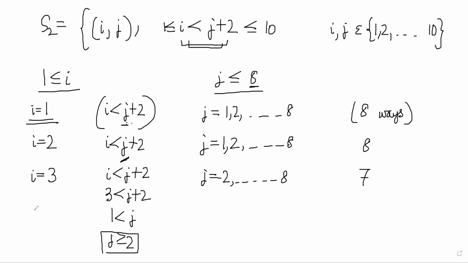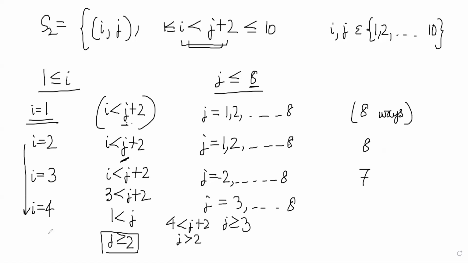And similarly, if you do i is equal to 4, from this inequality, what will you get? 4 is less than j + 2, so j is greater than 2. So j is greater than or equal to 3. So j starts from 3 to 8. So now you understand the pattern. As i increases, the number of possibilities for j are decreasing. So finally, when i is equal to 9, for example, j has only one possibility, j can be 8, right? Only one possibility.